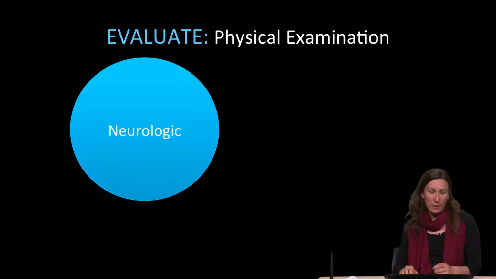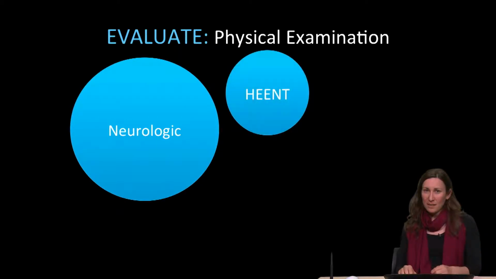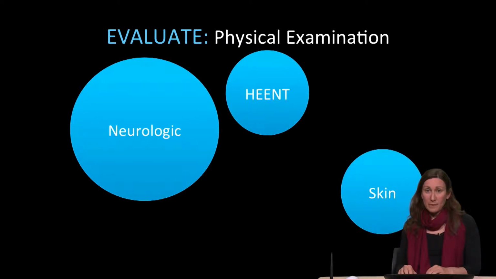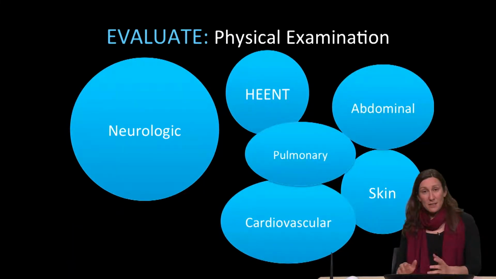Clearly, we need to evaluate the patient's neurologic status. But we also want to look at their head, ears, eyes, nose, and throat exam. We want to look at their skin and their cardiovascular, pulmonary, and abdominal exams. It's just a much more comprehensive exam. So let's go through it in a little bit more detail.